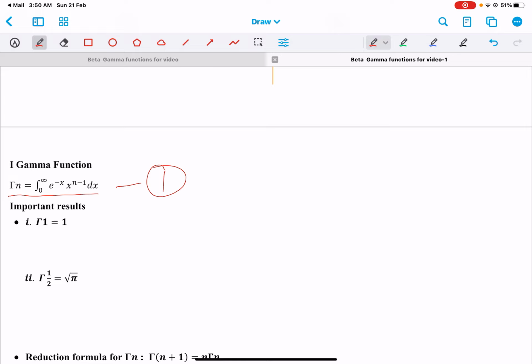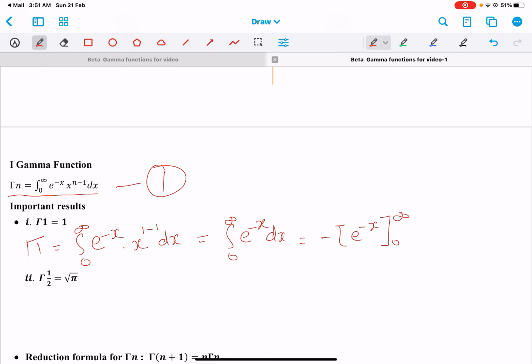Gamma 1 is 1. If I want to compute gamma 1, it will be given by the integral 0 to infinity e to the power minus x, x to the power 1 minus 1 dx. If I put n equal to 1 in equation 1, this gives me the integral 0 to infinity e to the power minus x dx. This is nothing but minus e to the power minus x from 0 to infinity, which is 1.